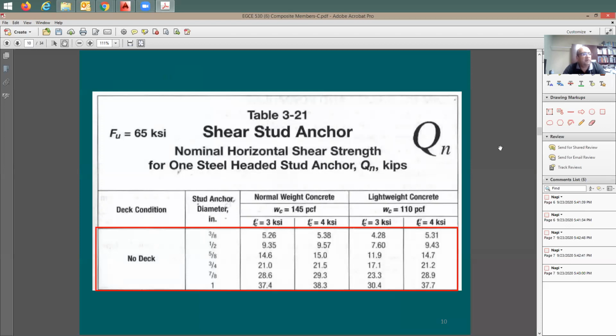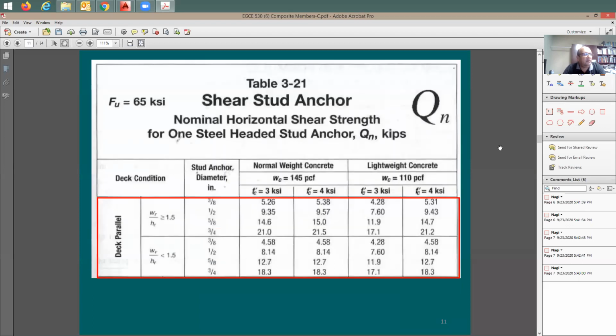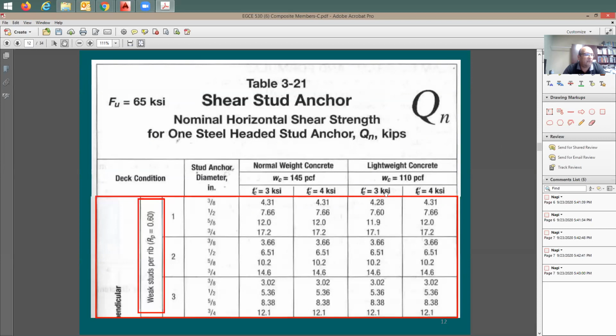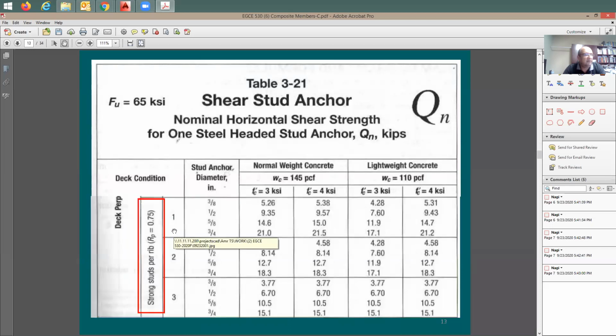And the next slide is going to be the one that shows girder. This is going to be deck parallel. So this is going to be for girder. This one here is going to be for beams when R sub P is equal to 0.6. And this is going to be the case when R sub P is equal to 0.75. So you know R sub P is going to be for the position, and we talked about this.